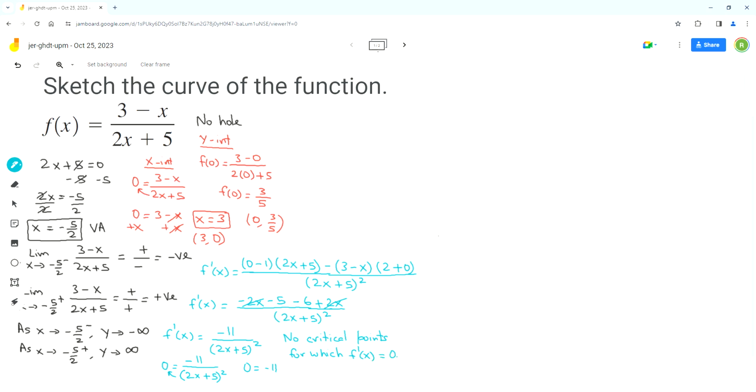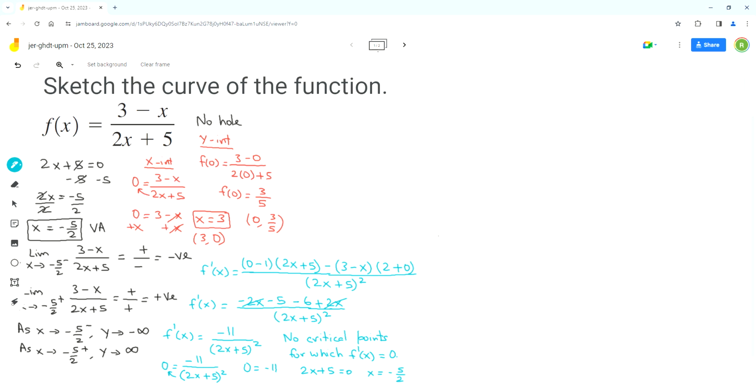Now critical points are also points where the derivative is undefined, so that means the denominator should be equal to 0. Now the denominator here is (2x plus 5) squared, so if we set the denominator expression equal to 0 and solve for x, we get x equals negative 5 over 2, which is the vertical asymptote that we found earlier. So that means we have already done the analysis for that part.